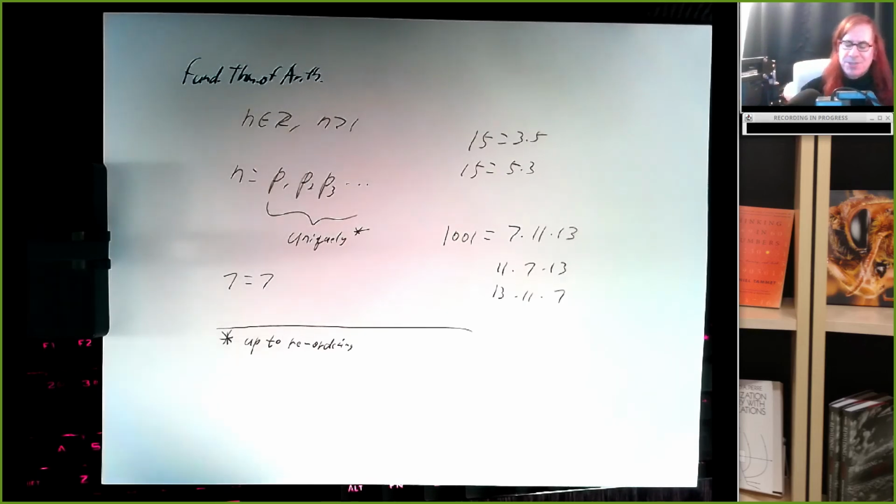So these primes are kind of the building blocks for all numbers. And the composite numbers are composed of prime numbers. So kind of like atoms and molecules, maybe. So the primes are like the atoms.